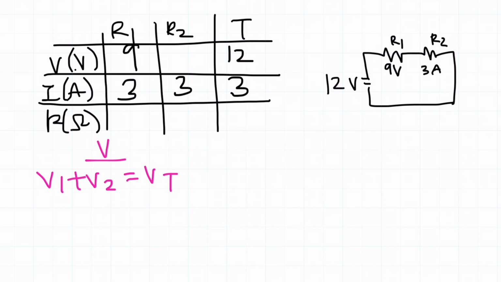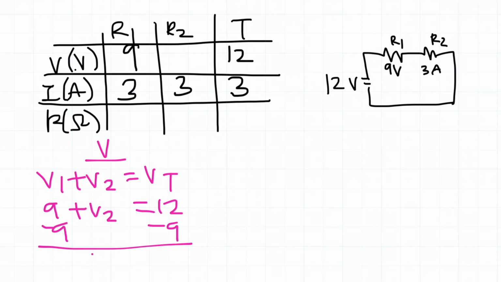So you can calculate V2 in your head, or we can fill this out. So we can say that 9 plus V2 is just equal to 12 volts. Subtract 9 from each side. And then you end up getting that V2 is equal to 3 volts. I'm just going to box it and then fill out the table right here.